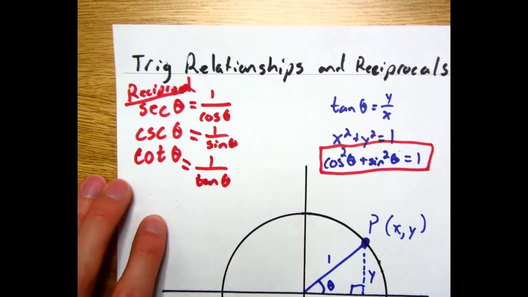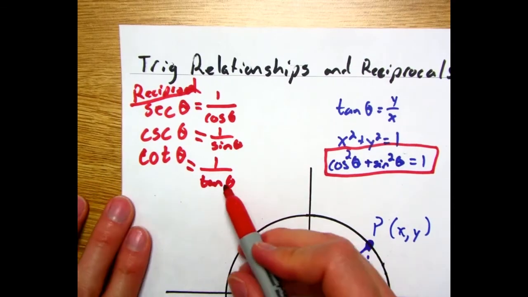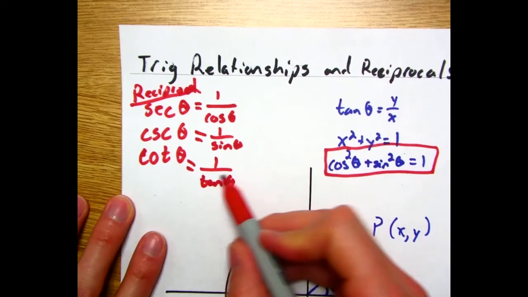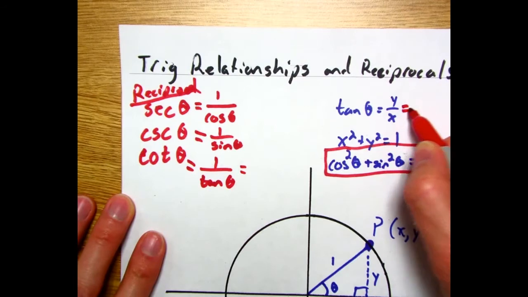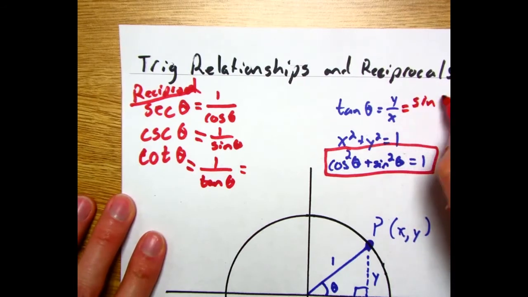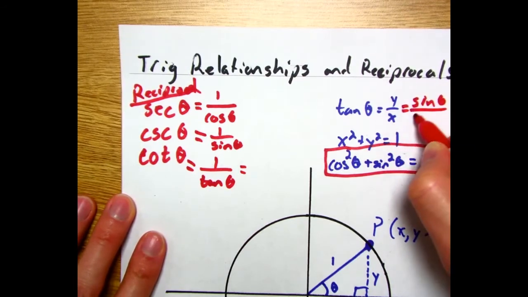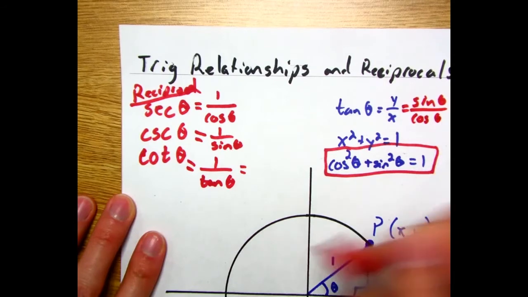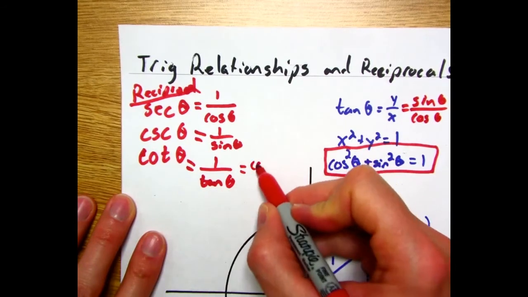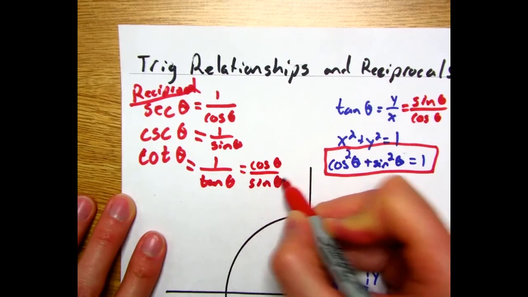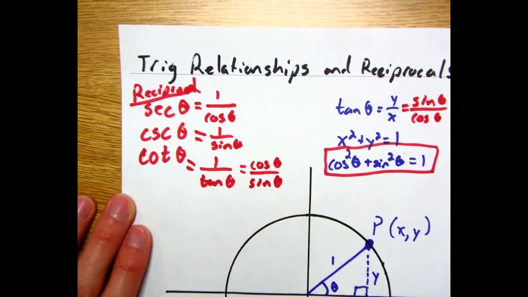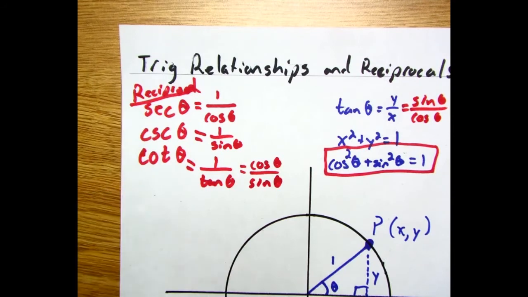Now, cotangent can be a little bit more special because since it's the reciprocal of tangent, and tangent is essentially sine over cosine, then cotangent would be cosine over sine of your angle. So that might come into play as we do some stuff here in a little bit as well.